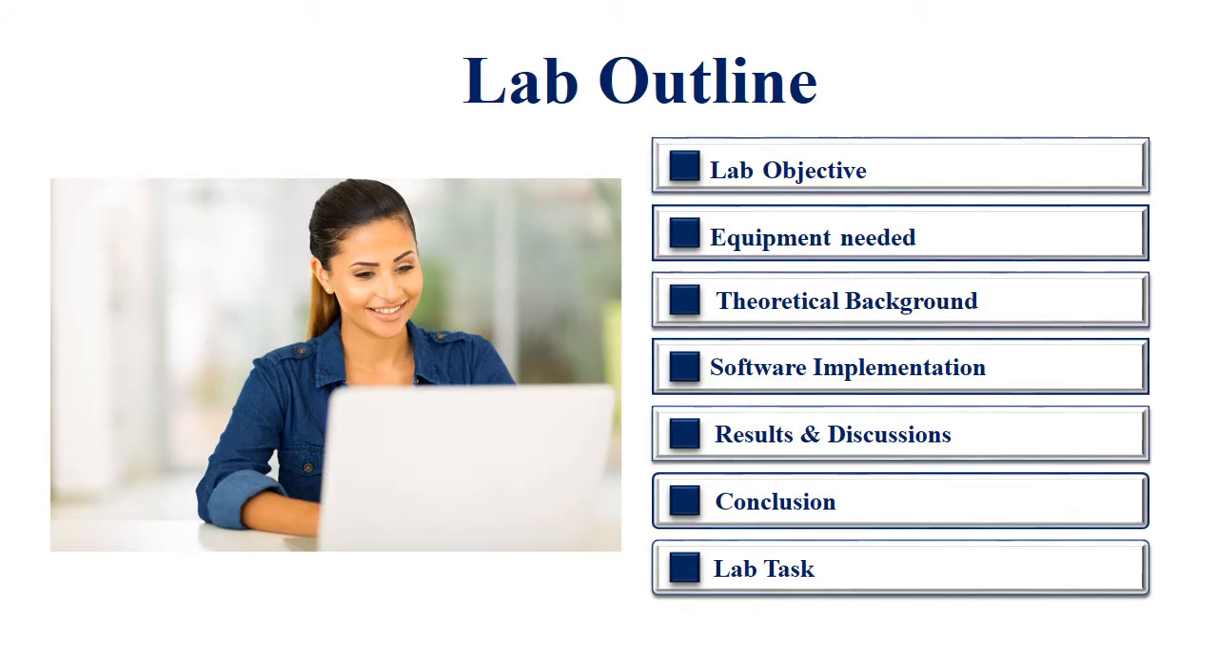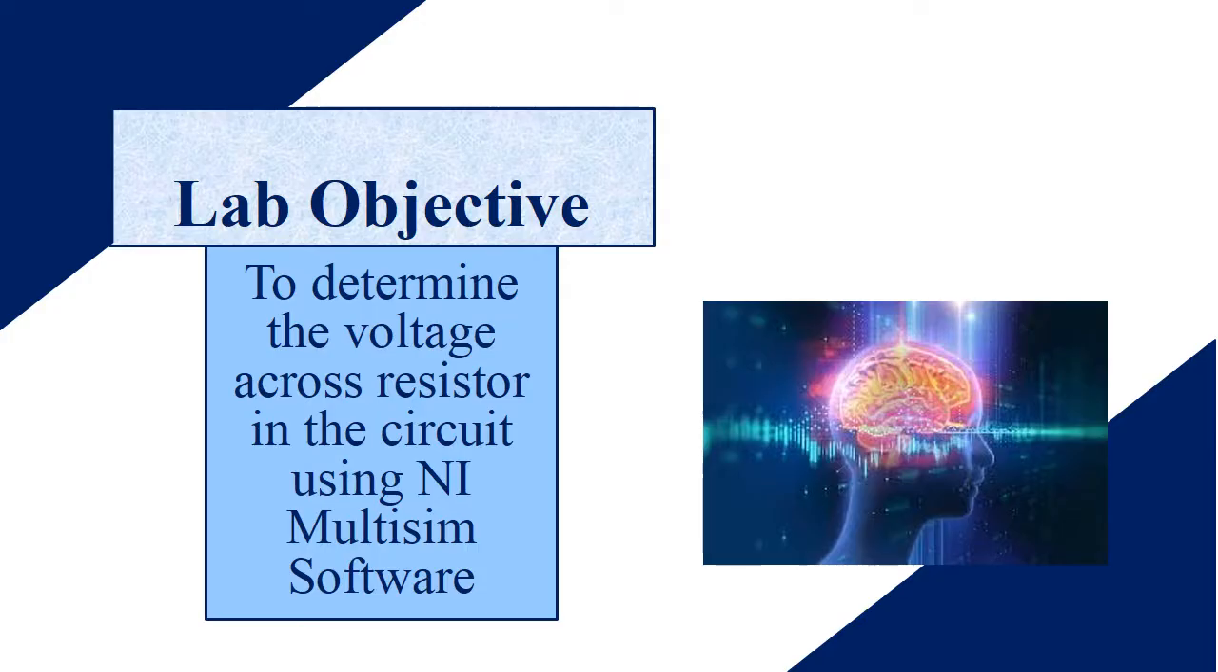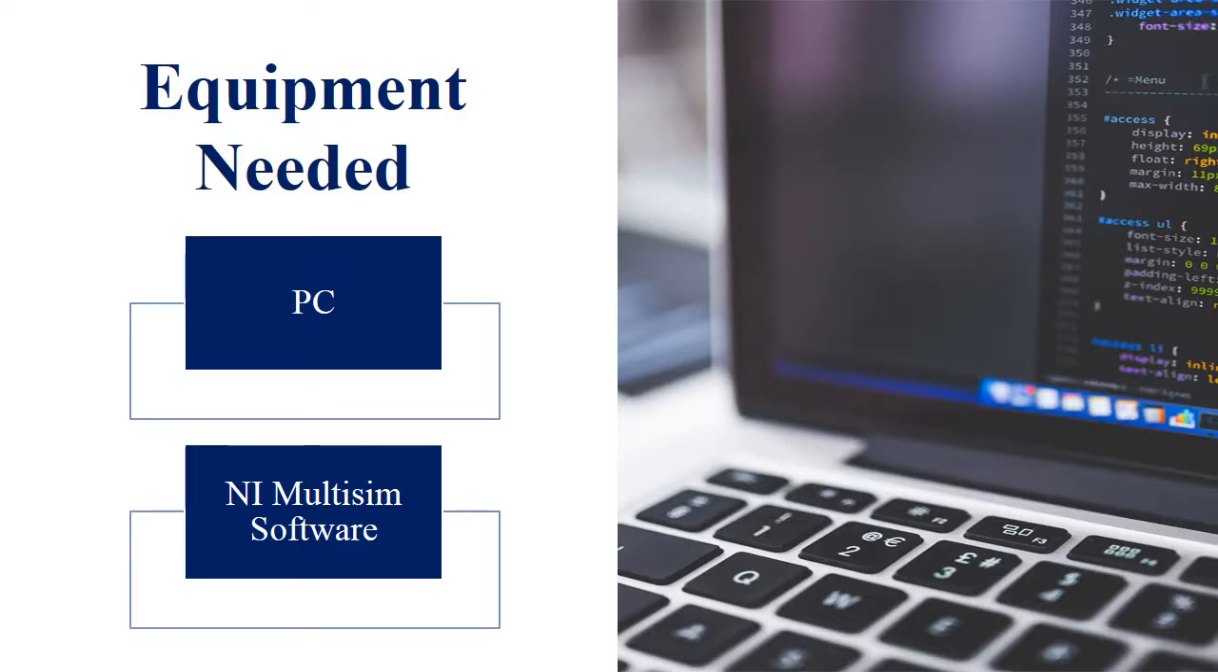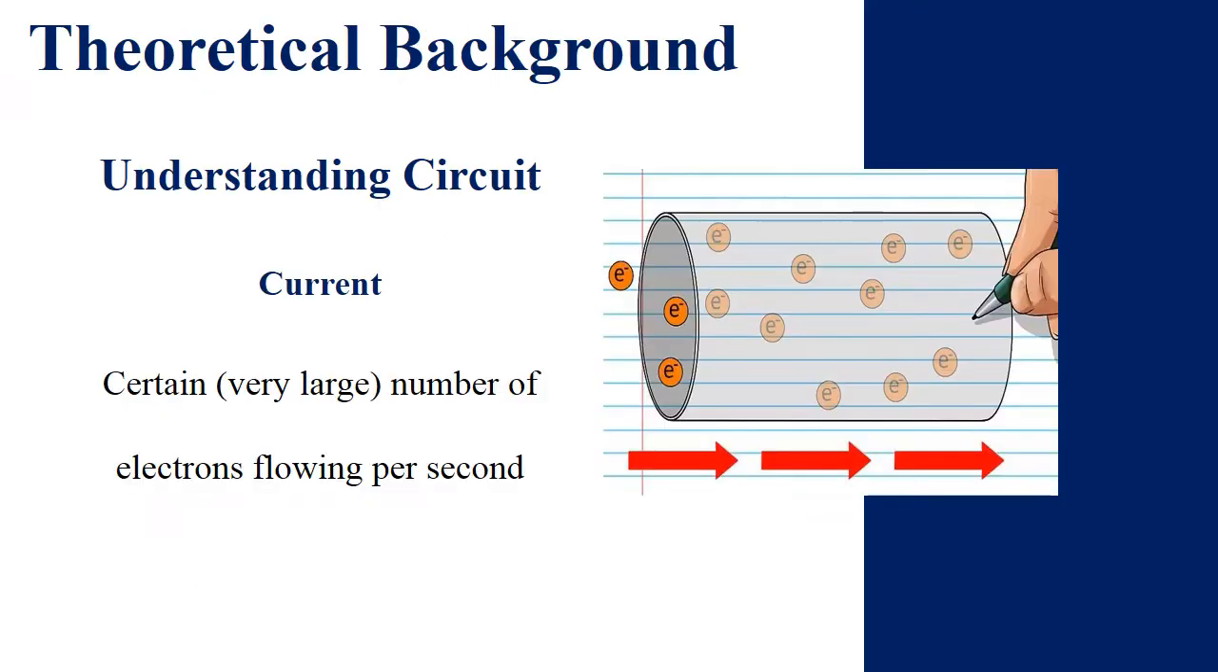The agenda of this experiment includes 7 different sections: lab objective, equipment needed for the experimentation, theoretical background, software implementation, results and discussion, conclusion, and the task assigned. In this experiment, we will learn how we can determine the voltage across a resistor in a circuit using NI Multisim software. The basic equipment needed for the experimentation is NI Multisim software installed on a personal computer.